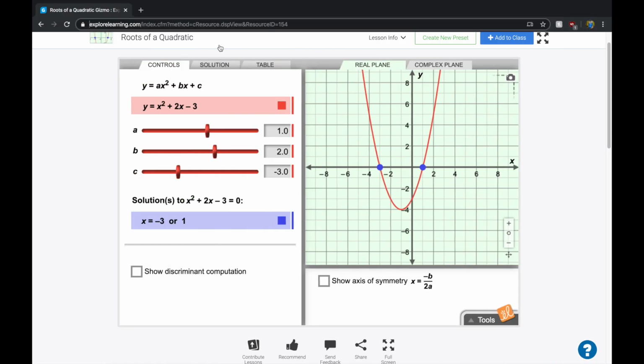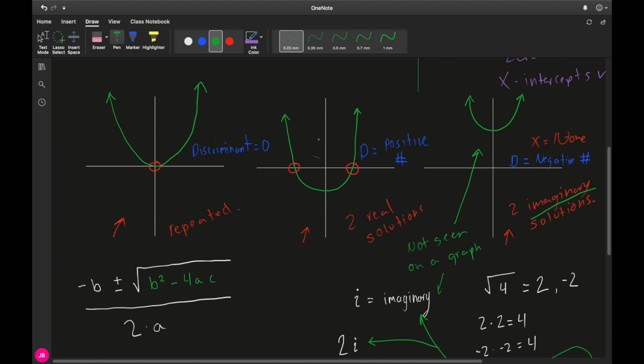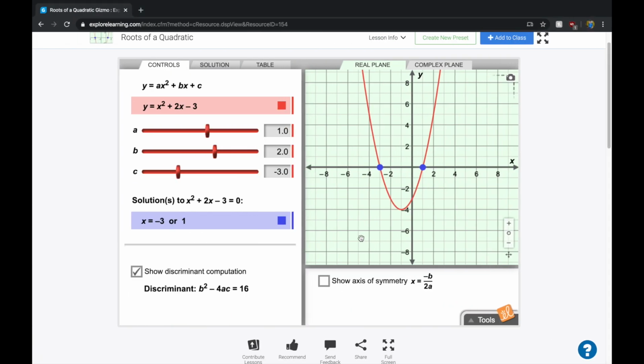Okay, so here we have the gizmos that I assigned you guys to work on. And we have an equation in standard form with A, B, and C. And here we can even click this to show us the discriminant computation, which says the discriminant again is b squared minus 4ac, and they tell us that it's equal to a positive 16. Okay, so if it's a positive 16, then look at that. When a discriminant is positive, it's a positive number, there's two real solutions. So let's go back and check if that's true. So yeah, it looks like there are two real solutions, one here and one here.